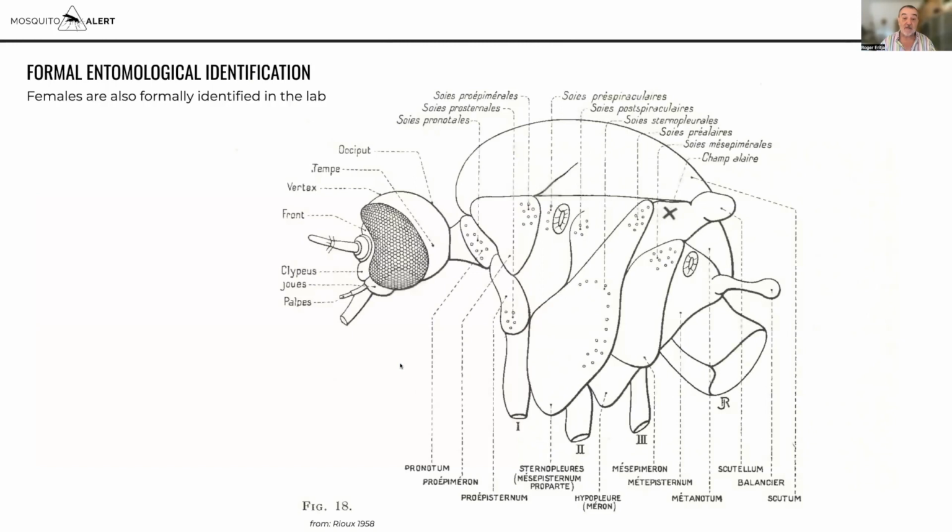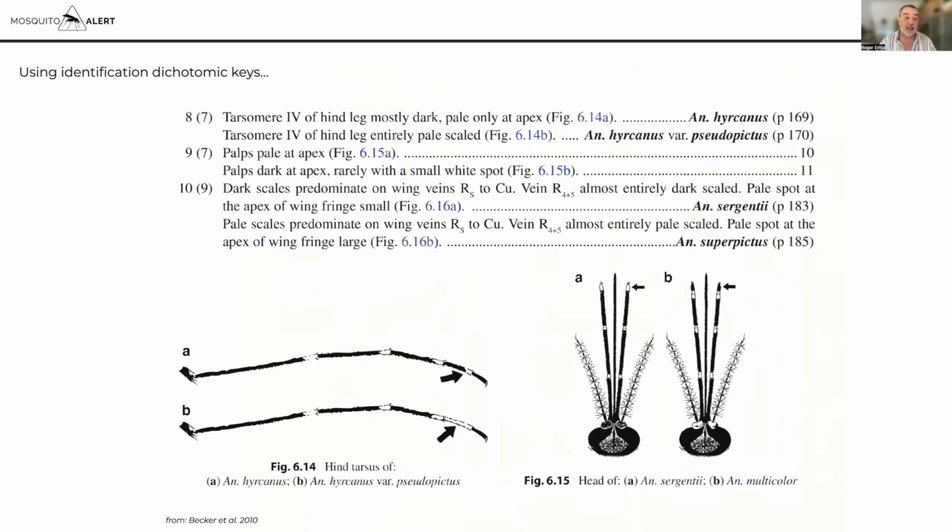We are interested in females, which are the stages and individuals that people will tell us about, and they will provide data. Females are identified in the lab, of course, by morphometry and morphology, by setae and tufts and colors and patches, as we will see, following also these kinds of schemas, and normally using identification keys, which are dichotomous.